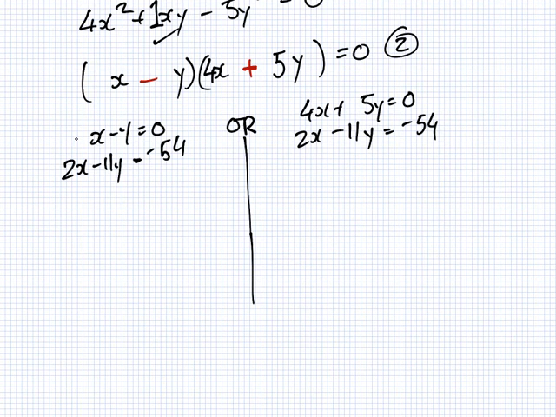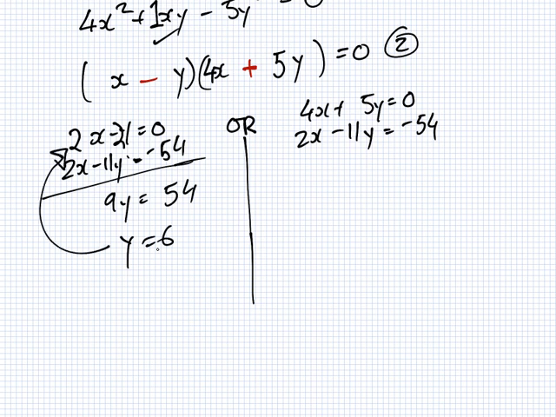What will I do here? I'll multiply this by 2, and then I subtract. So minus 2y minus minus 11y is 9y equals 54. That means y equals 6. I put that back in, and I'll get x equals 6.